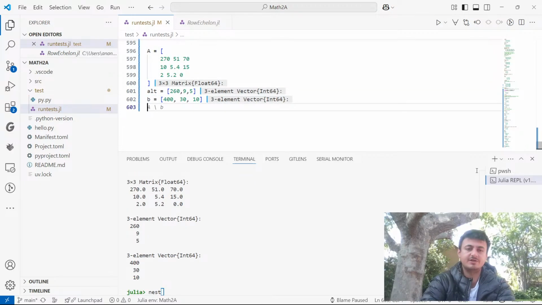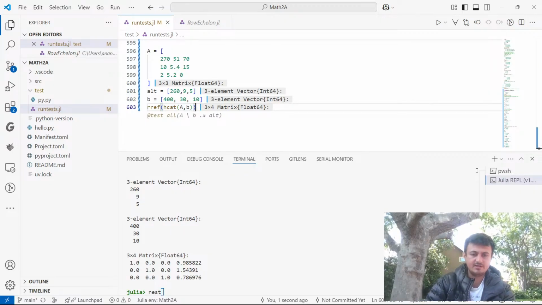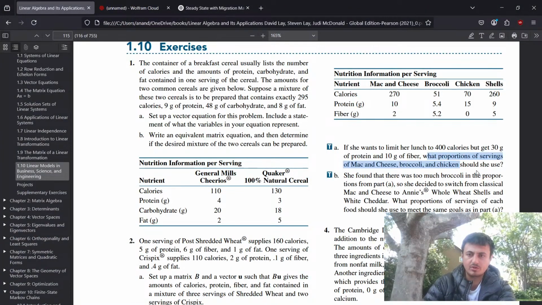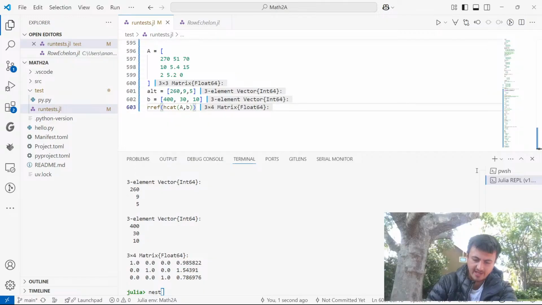Okay, so the first thing we're going to do is augment A and b and row reduce. And we find that we need that many servings. So what was the question? The question was, what proportions should she use? So for A, x1 is 0.985 or something, x2 is equal to 1.54, and x3 is equal to 0.78.